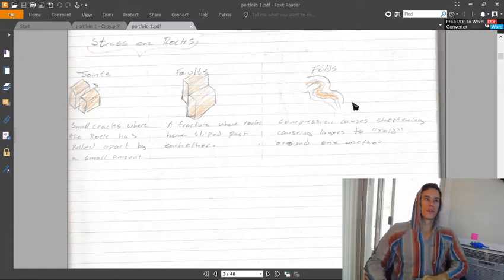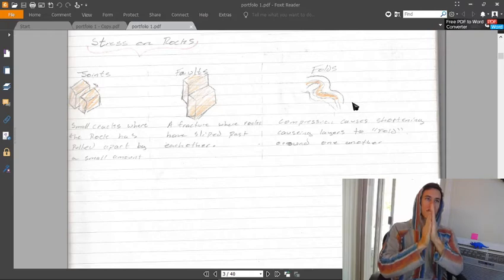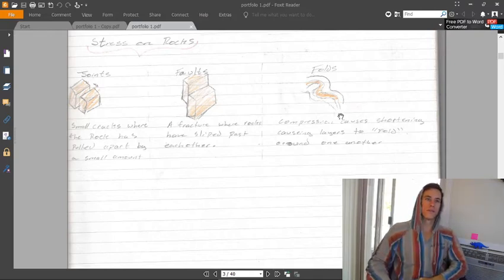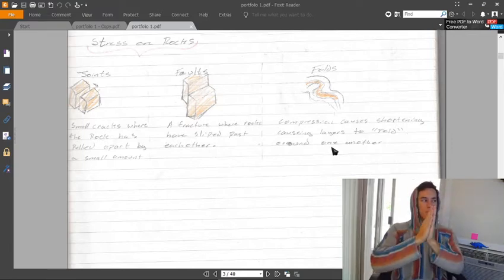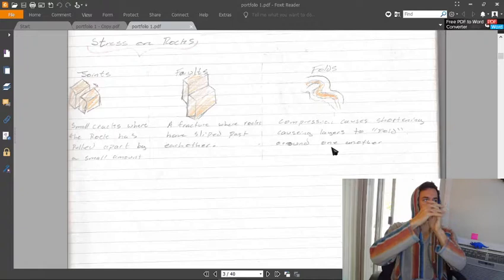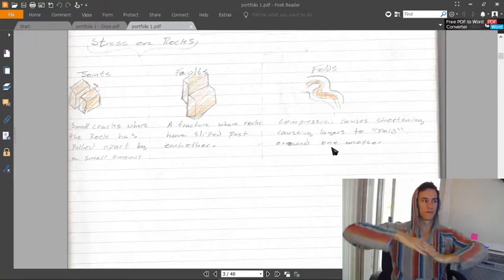So faults: a fracture where rocks have slipped past each other. So that's again just a fault, like a shear zone kind of thing. A fold is compression caused by shortening, causing layers to fold around one another. So just kind of weaving in and out, just folding.